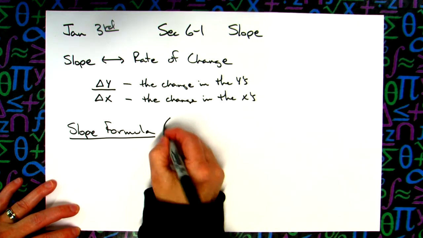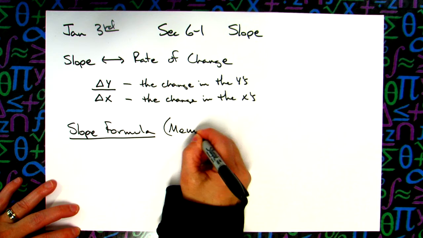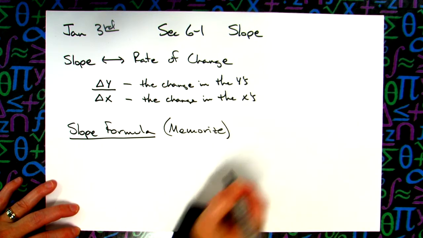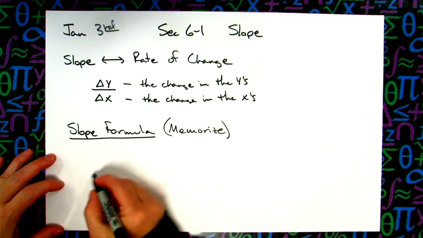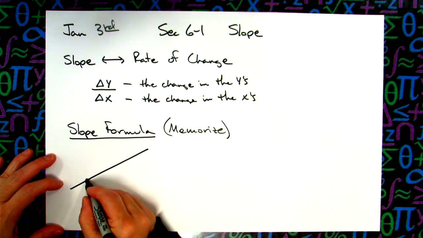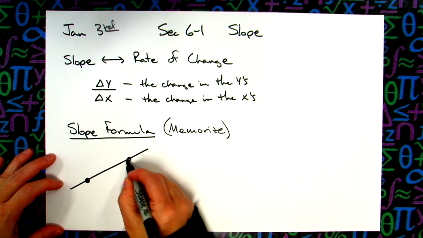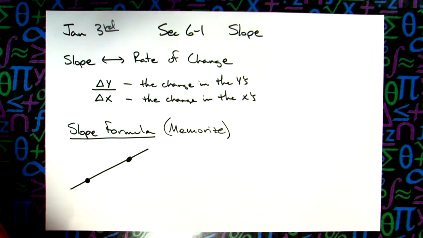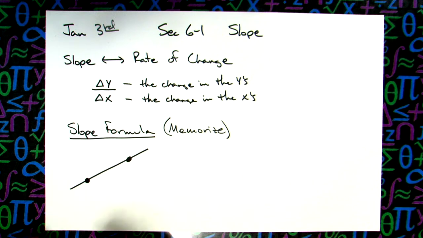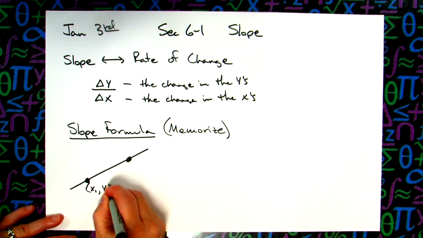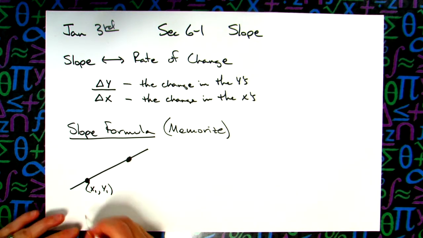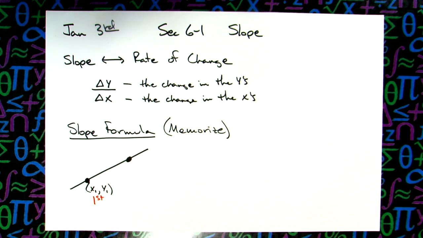This is something that you are going to want to memorize, so let's write the word memorize next to it there. What this formula is based on is the fact that you know 2 points. So let's draw a little sketch here of a line. Let's suppose there's a point right here and there's a point right here. If I know those points, let's say that this is x sub 1, y sub 1, because that would be my first point on the line that I know.